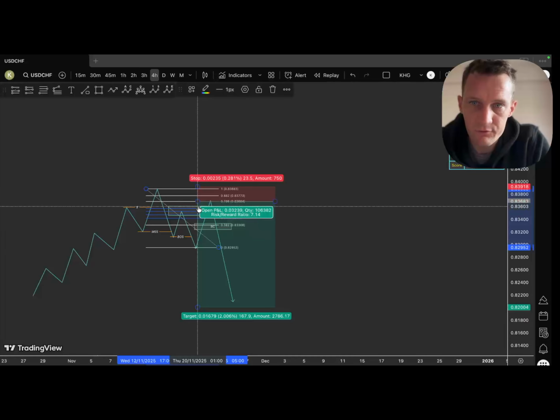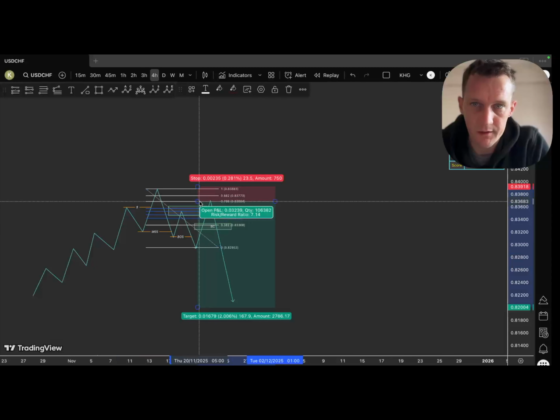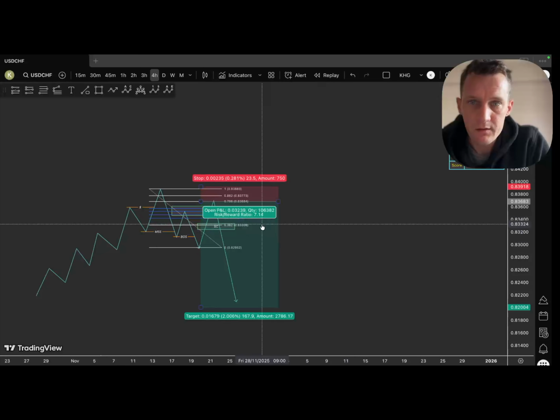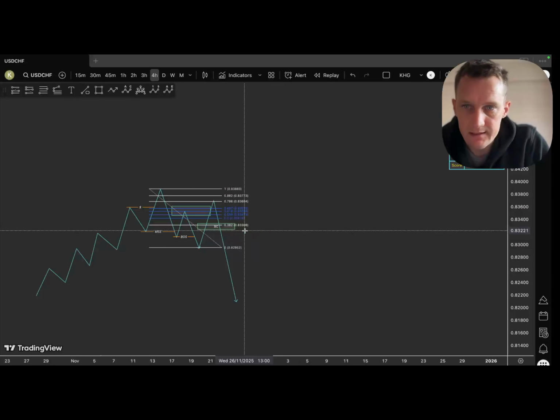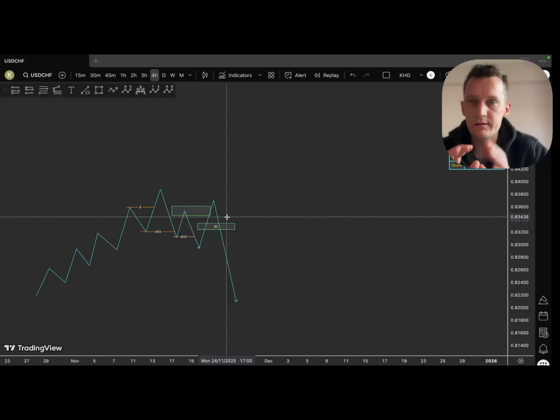So you want to be looking for a trade. Let's say you lost 1%. You're looking for a trade to enter from somewhere here. Okay, either this point, or this point. So yeah, this is the exact strategy. This is what I teach.